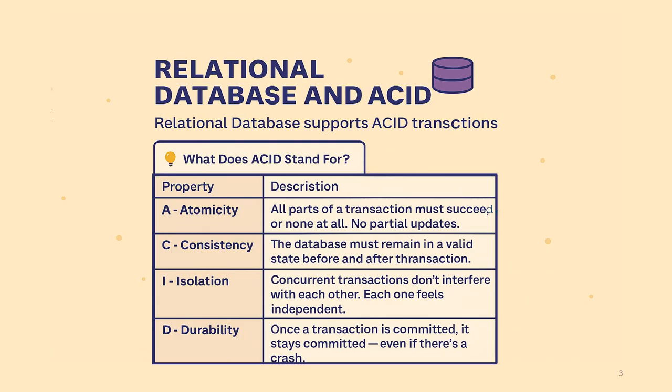Consistency: the database starts and ends in a valid state. Data rules are never broken. Isolation: even if 2 users do transactions at the same time, they won't interfere with each other. Durability: once a transaction is done, it stays done, even if the power goes out. These rules are what keep your database safe, correct, and reliable.